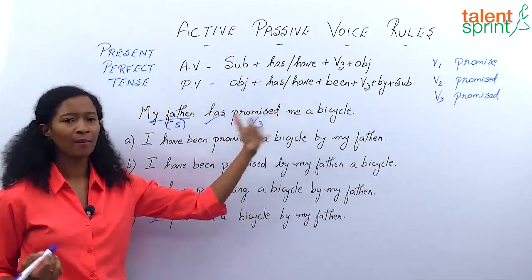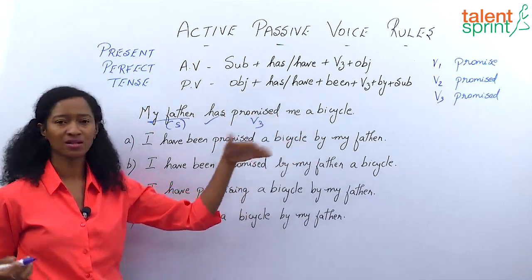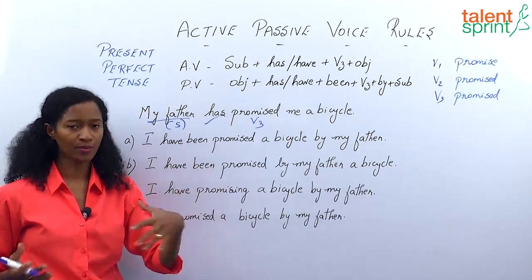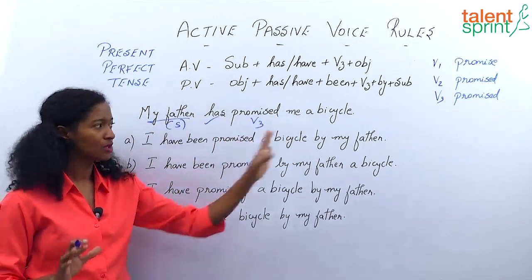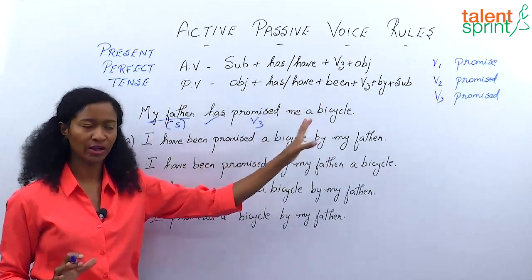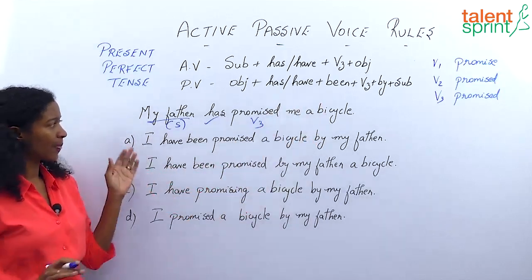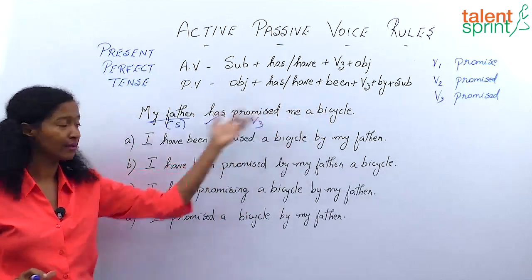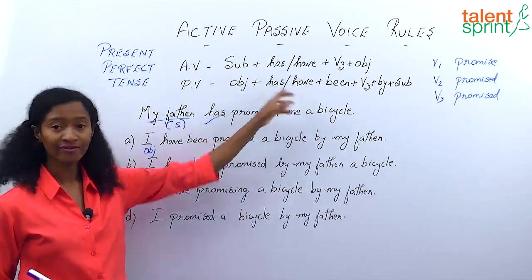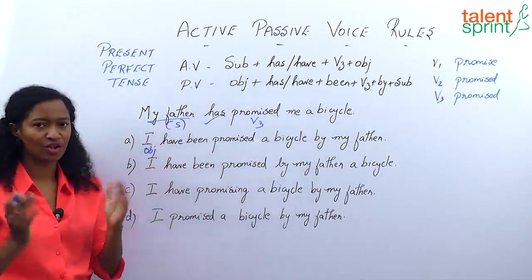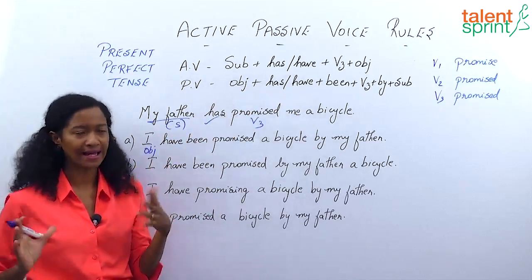So if you look at it, a bicycle is a direct object, me is the indirect object, right? What did he promise? A bicycle. To whom? To me. So let's leave this as the object. So let's look at option A. I, me, right? Object, I have, right? That's the form that we know. It's not I has, it's I have.